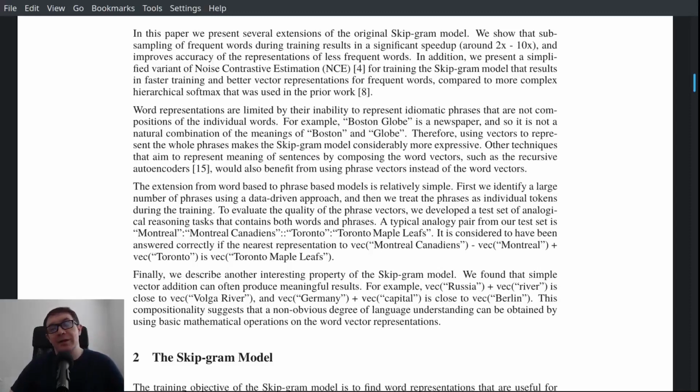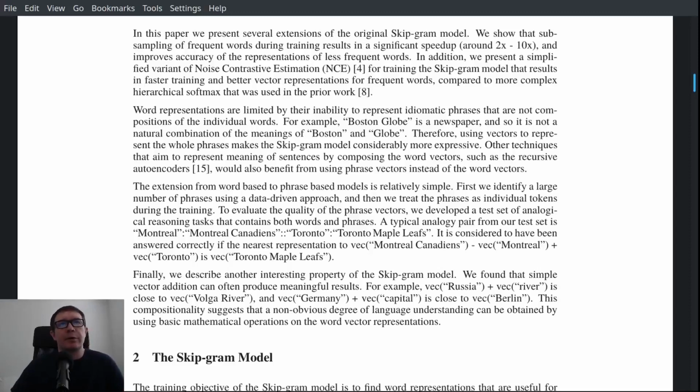So they use subsampling based on a word's frequency, as well as a variation of something called noise contrastive estimation. That's just where I described earlier the idea that you're going to have a bimodal distribution between the outside word in a context and every other word that isn't an outside word. You want the model to learn the difference between those two.